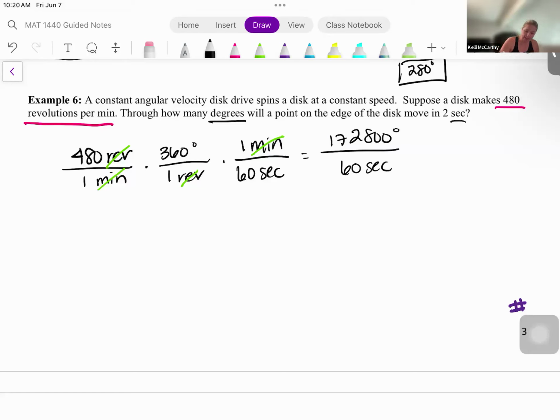We can simplify this by dividing that 172,800 by 60. And this gives us 2,880 degrees per second. Now we want to know how many degrees a point on the edge will move in 2 seconds. So we're just going to multiply this by 2 seconds. Again, that allows us to get rid of the units of seconds, leaving us with degrees. We know that the point will move 5,760 degrees in 2 seconds.